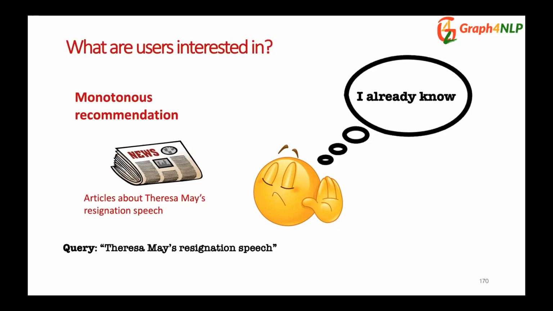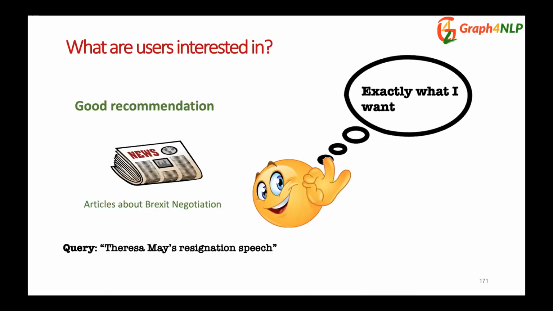And if we recommend articles about the transformation with a national speech, you may also not want to read it again, because you may have already read some articles about this specific event. So this is called a monotonous recommendation, which means we keep recommending similar articles about similar topics to a user. So a good recommendation may recommend articles about the Brexit negotiation to the user.